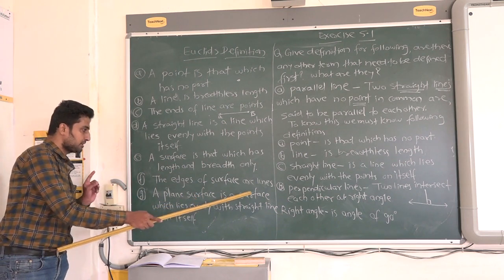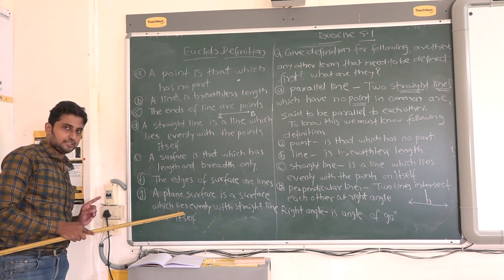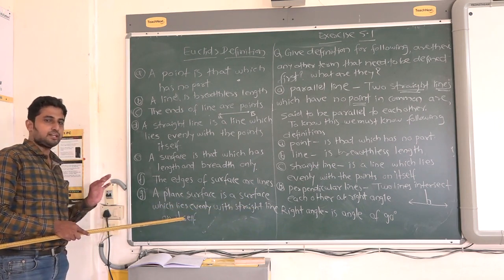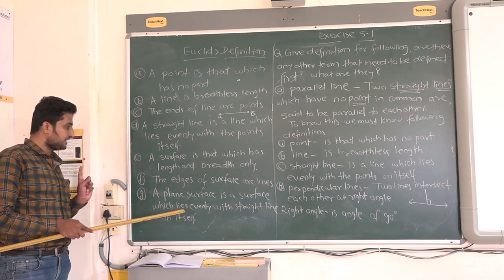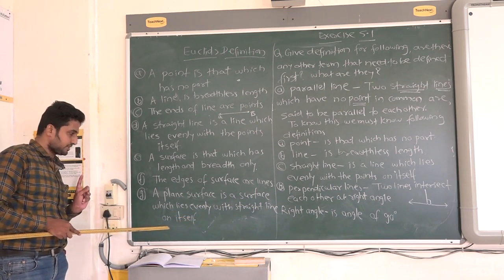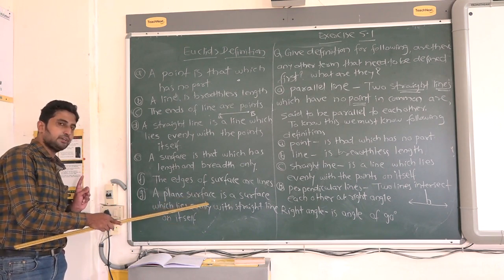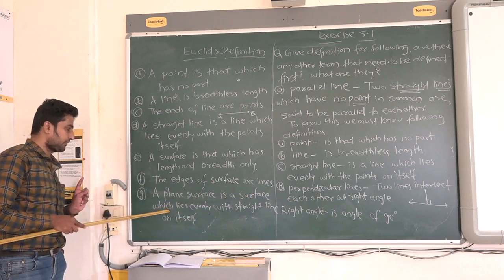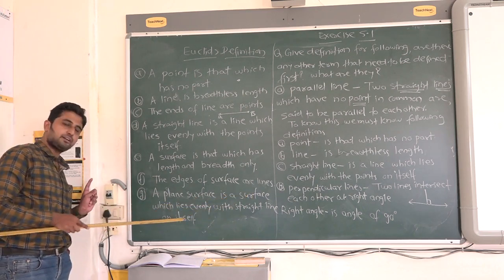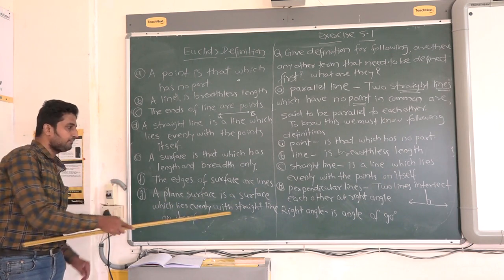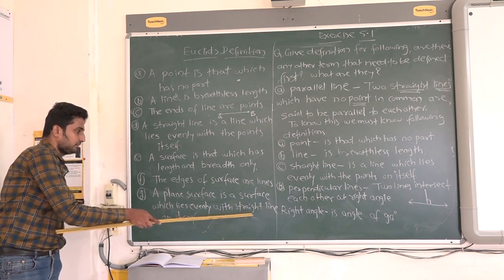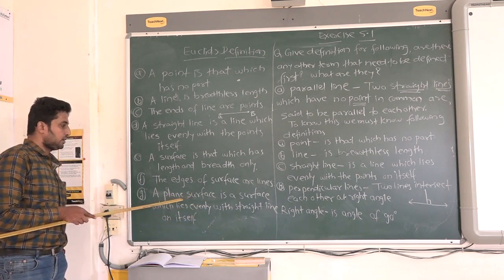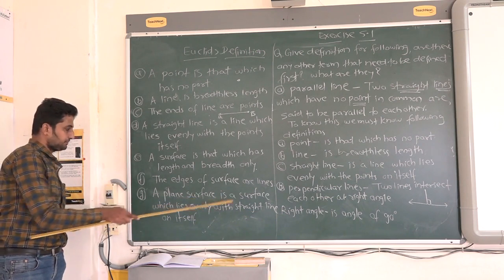A plane surface is a surface which lies evenly with the straight line on itself. One condition is there. What is that condition? It should be a straight line on itself. A plane surface is a surface which lies evenly with straight line on itself. The condition is that a straight line should be there and it lies on itself. So it is called the plane surface.